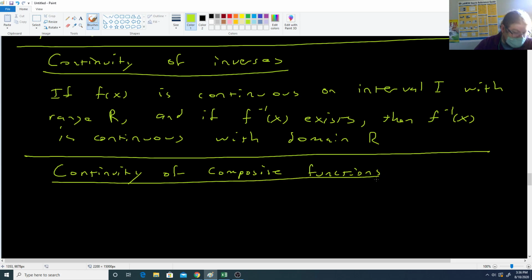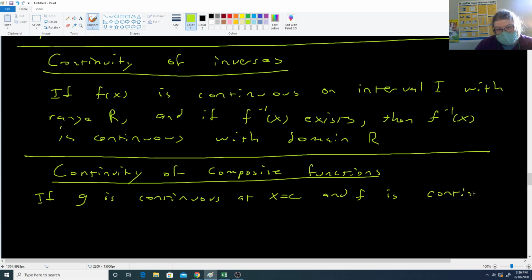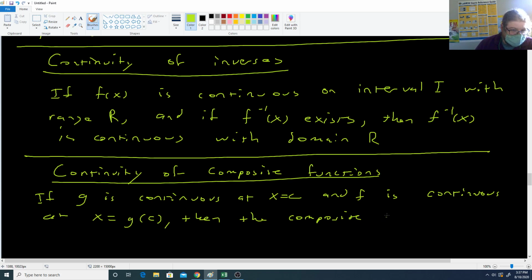So we're going to say if g is continuous at x equals c, and f is continuous at x equals g of c, then the composite function f of x equals f of g of x is continuous at x equals c.